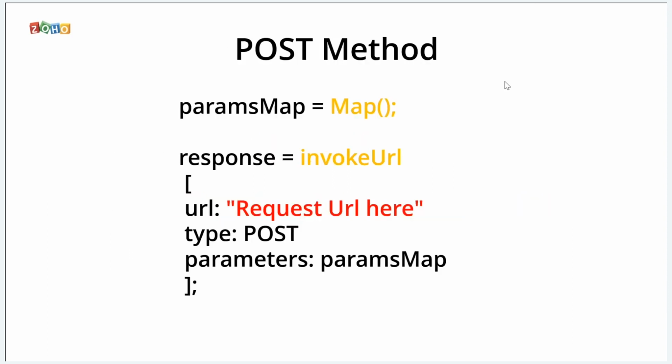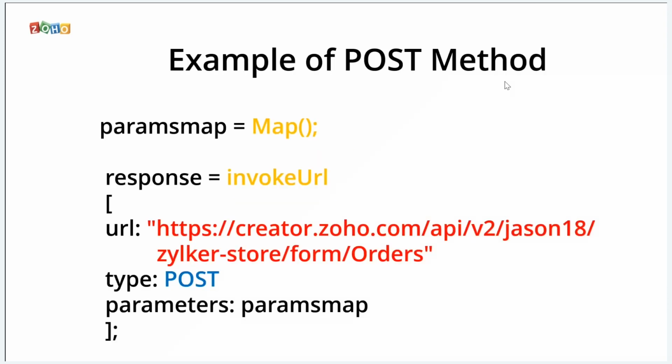Also post as well, where you can use parameter map, which is equal to map data type. You open a map, and then you put out a response of invoke URL, and you give out the URL here, and the type would be post. And this is one such another example where a parameter map is equal to the map variable, map data type, and then response is equal to invoke URL, and you give out the URL and the type as well.